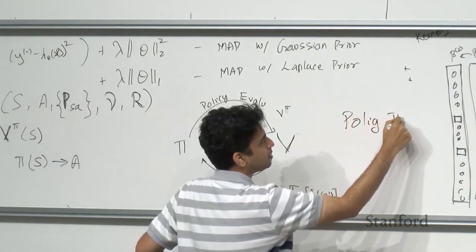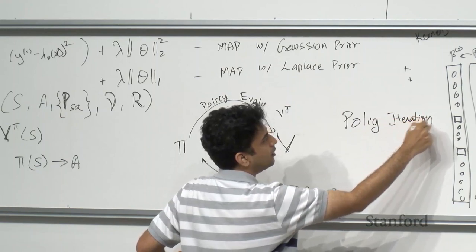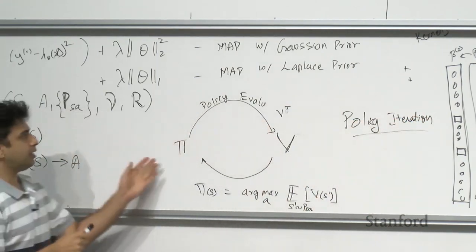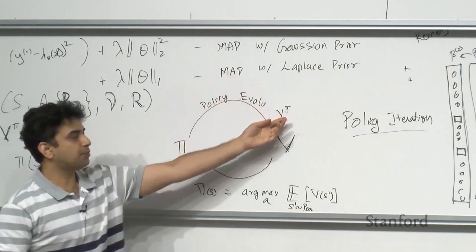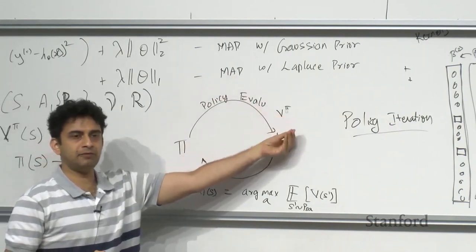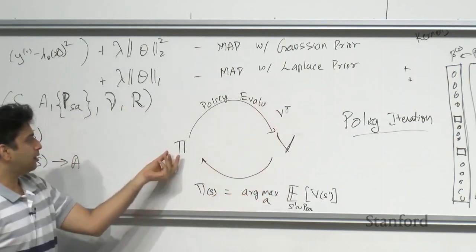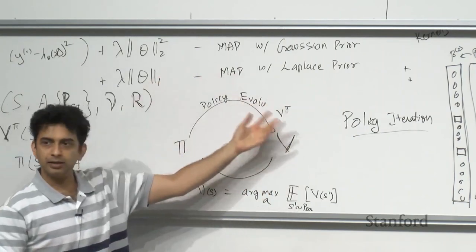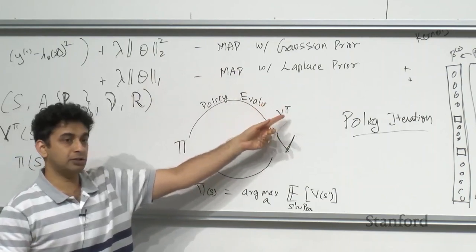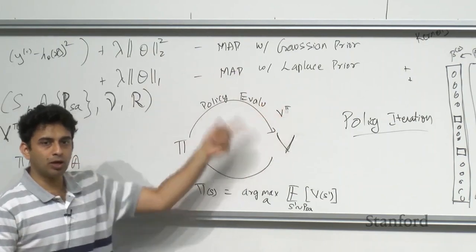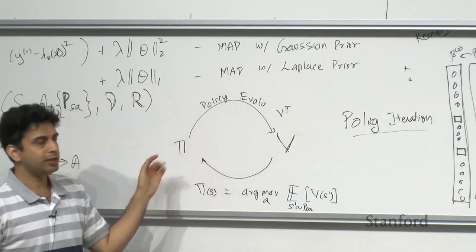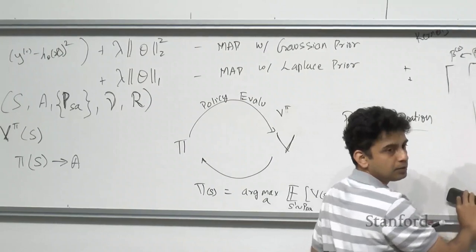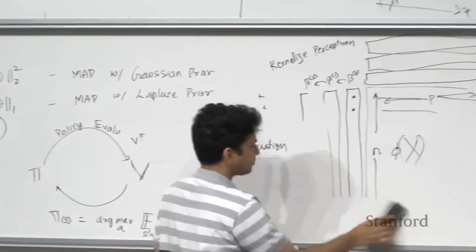So policy iteration is an algorithm where we start with a random policy, evaluate the corresponding value function, and take that value function and re-estimate the best possible policy you can come up with. And then re-evaluate the new value function according to the new policy, and go on and on until you converge. Right? So that's policy iteration, until your policy converges.